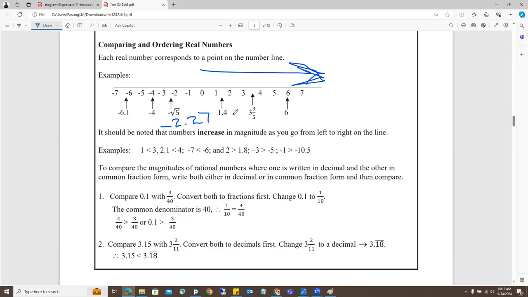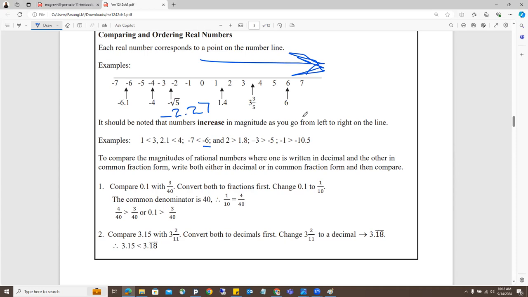Normally, the magnitude of each and every value of these numbers is increased from left to right. For example, if we compare 1 and 3, the bigger value is 3. 1 and 4, the bigger value would be 4. Minus 7 and minus 6, then the highest value is what? From the magnitude, what would be the larger number? That is minus 6. Is it clear? In a number line from left to right, the value gets increased. Magnitude gets increased. That's what we have.